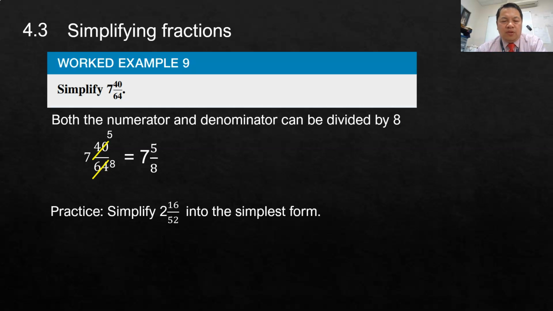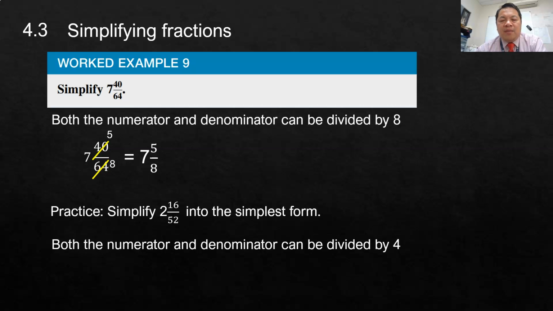So again, pause the video, try solving this. That's right, both numbers can be divided by 4. So when the numerator is divided by 4, I get 4. When the denominator is divided by 4, I get 13. So the end result is 2 and 4/13. Well done.